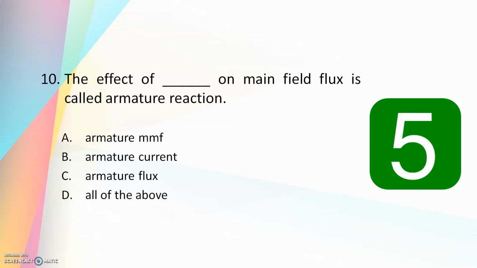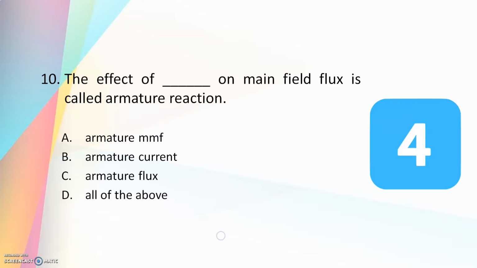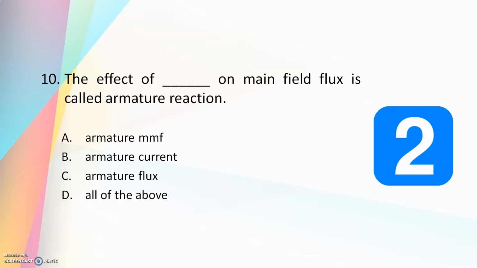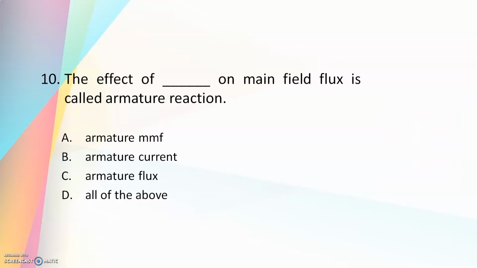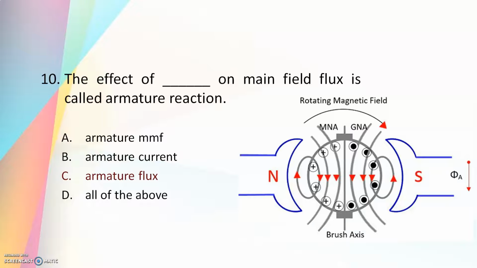The effect of dash on main field flux is called armature reaction. Armature MMF, armature current, armature flux, all of the above. And the answer is armature flux.